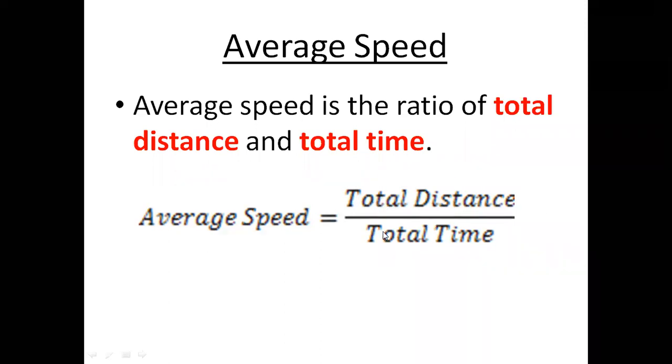So do one thing, write this down in your notebook, give the title average speed, and write down the definition and the formula. Once you are done, after that we will try to derive the units for average speed. So average speed is nothing but ratio of total distance and total time. Write it down.